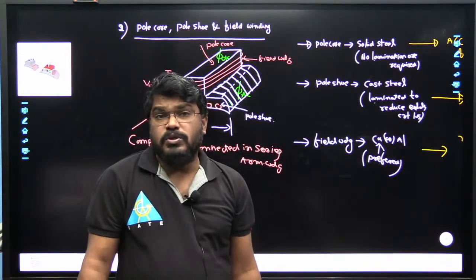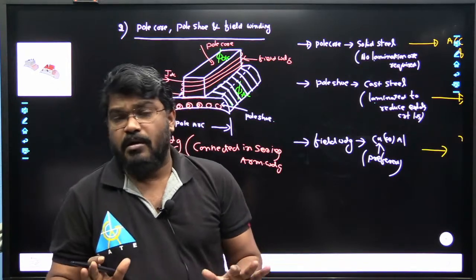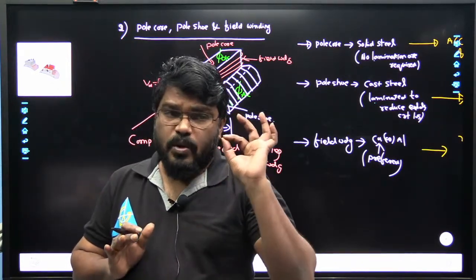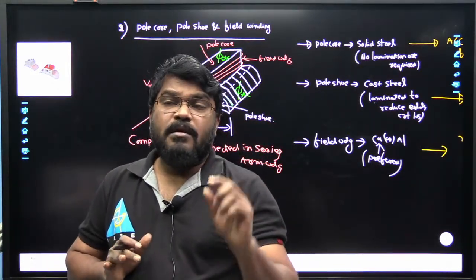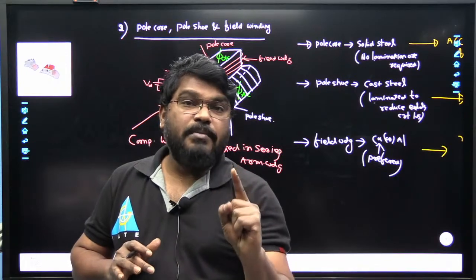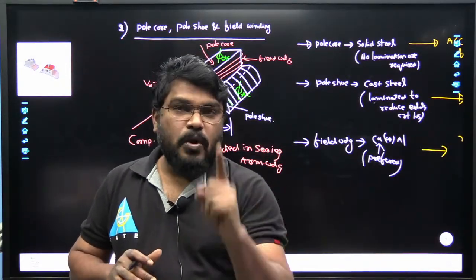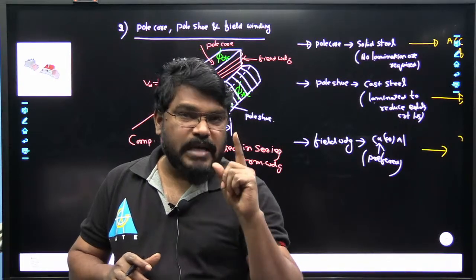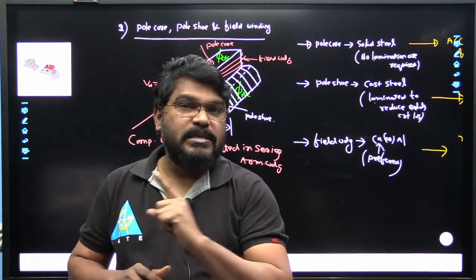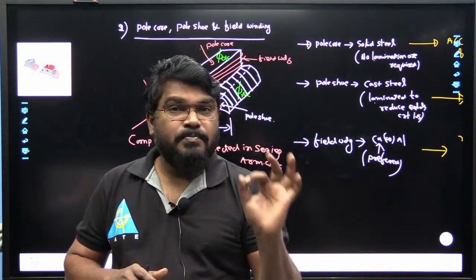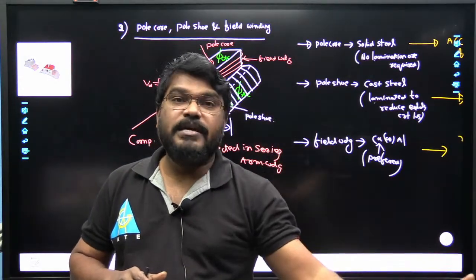Pole core, pole shoe and field winding, very simple. From the question point of view, I am telling only the question points. First question: what is the name of the material used to construct the part, and what are its functions? The pole core is made with a solid steel material which is not laminated. Why? Because the flux in the pole core is DC in nature.